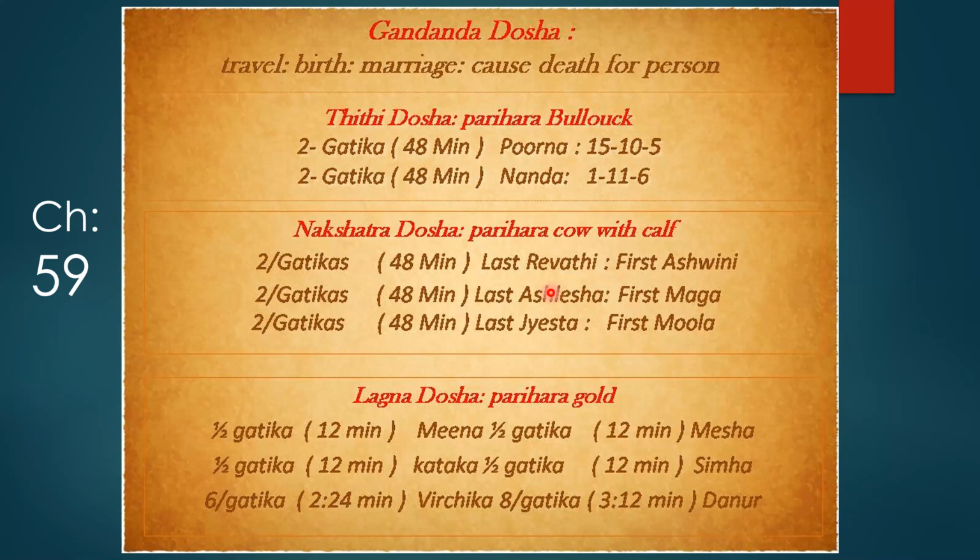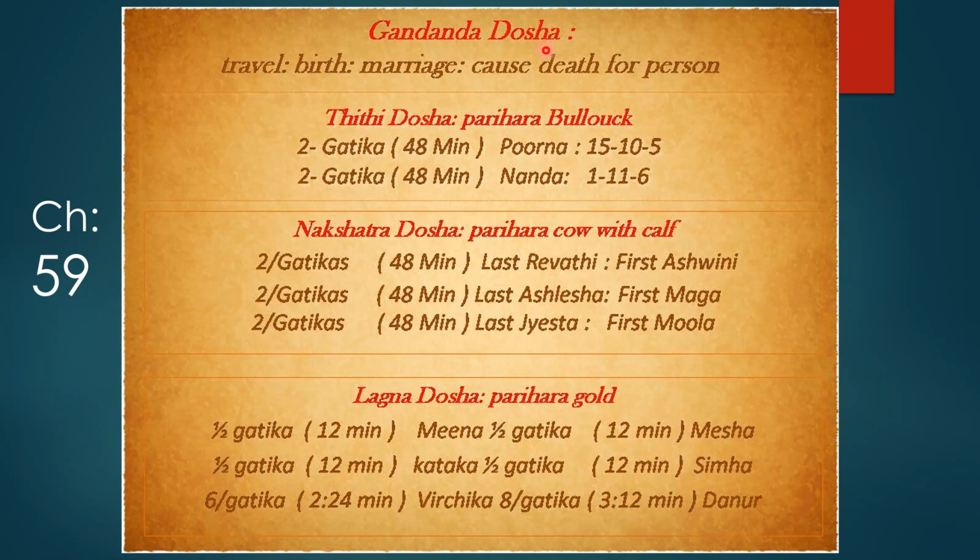They need to give away a cow with a calf. You need both; they need to be like a family, the same mother and the same daughter or son. It cannot be separated. You need to buy the same. For someone born in the ascendant, like what we saw before, Pisces and Aries, and Cancer and Leo, they need to give away gold. This is called the Parihara for the Dosha.